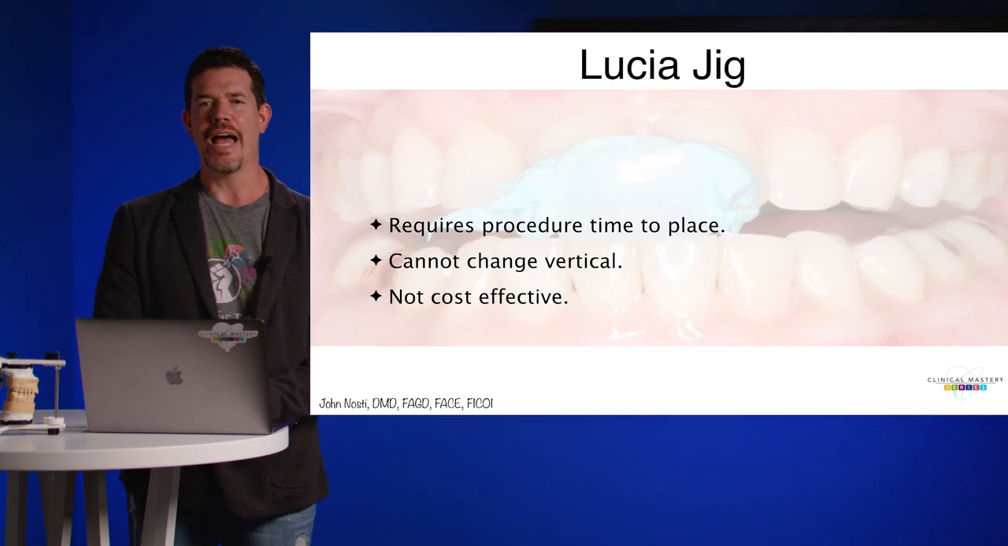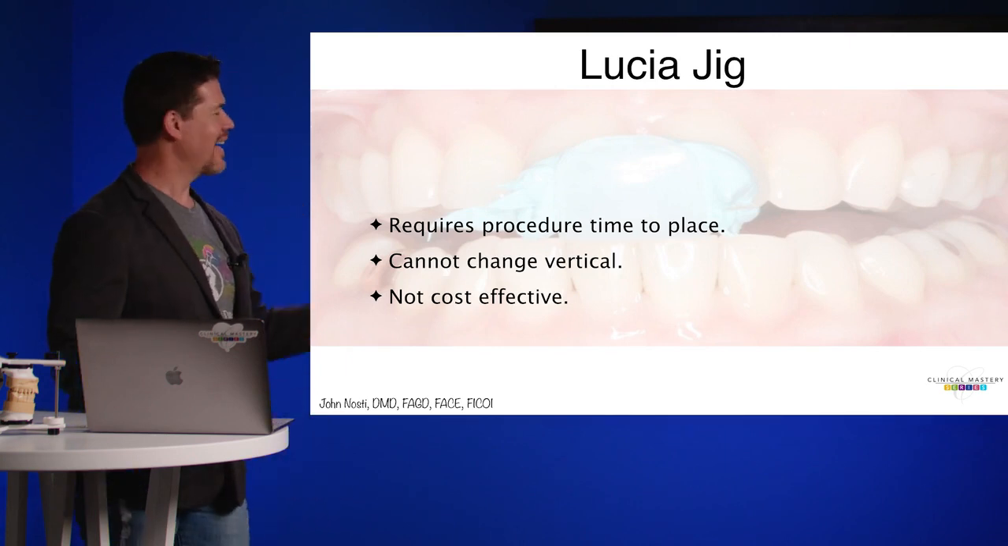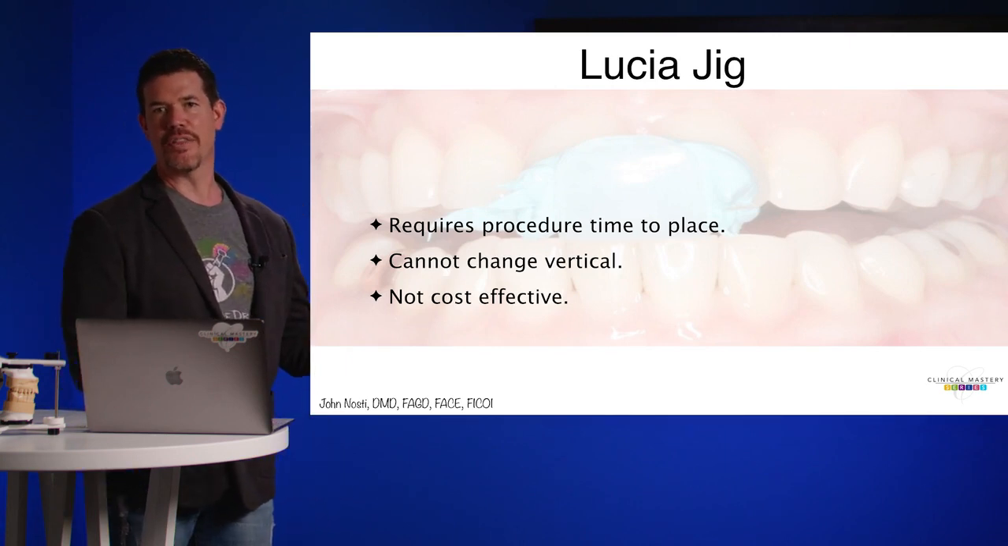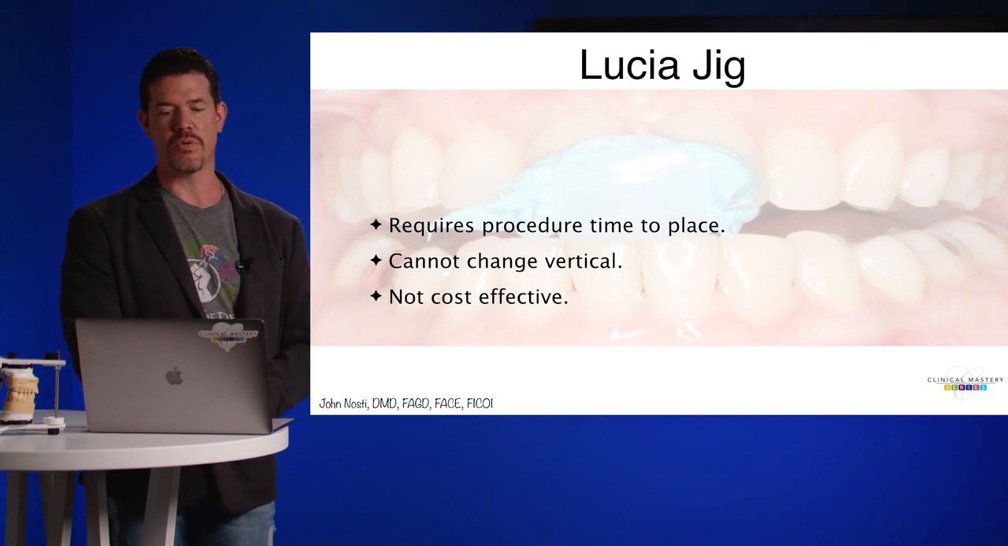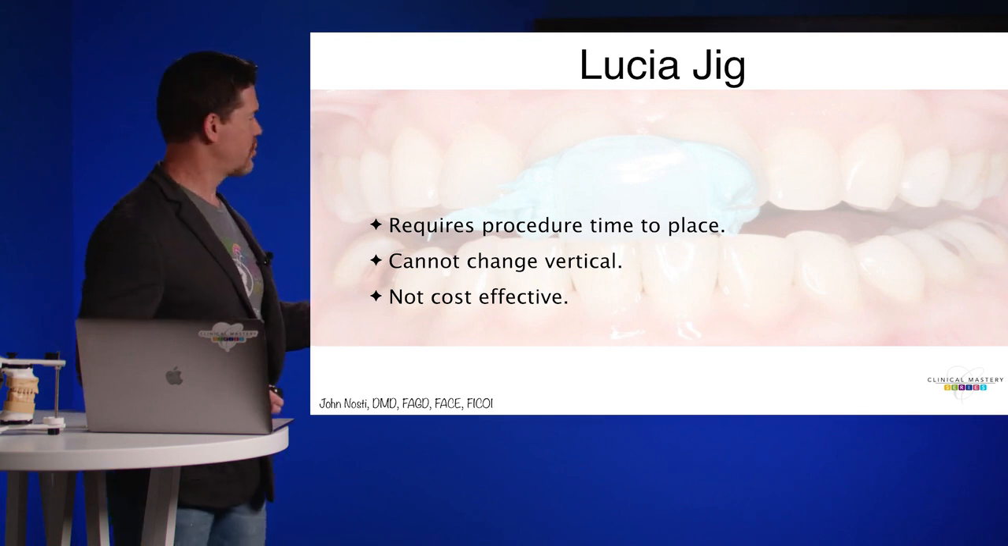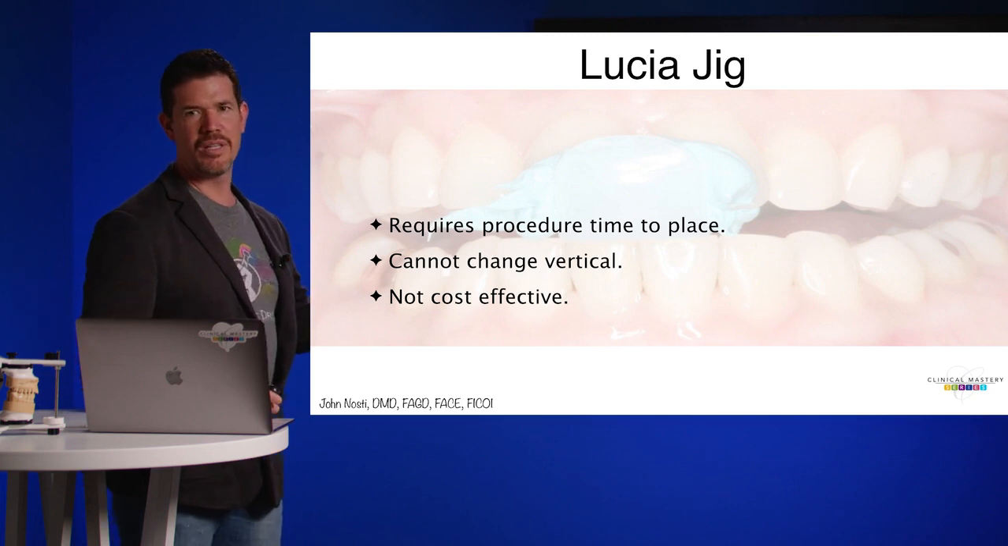The only problem I have with the jig is I can't change the vertical dimension on this. So if I want to alter the vertical, it's pretty difficult to. And in my opinion, this person is just a little over opened, and I would like to lower that down, which is why I like a leaf gauge better. It also requires a little bit of time to place it, and it's not as cost effective as a leaf gauge, which is reusable. So that's why I really like a leaf gauge.